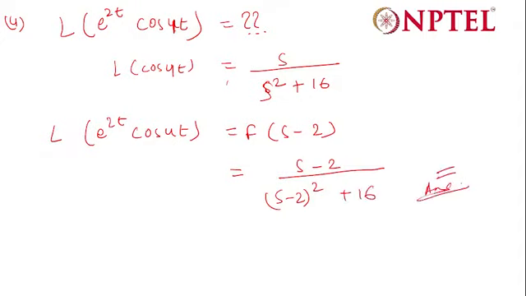This kind of question is very famous in GATE. Whenever they ask such a question, they will give you a simple, normal function like cosine or sine, whose Laplace transform you already know. That function will be multiplied by e to some power. All you have to do is use this theorem or property, and you get the Laplace transform of this function. Okay.